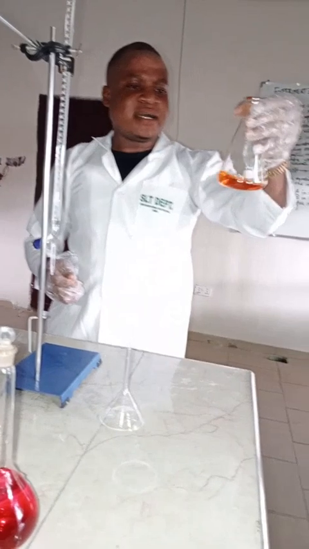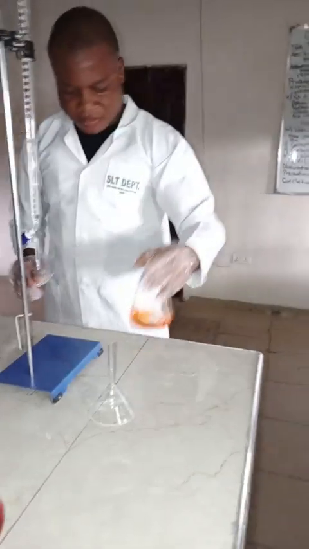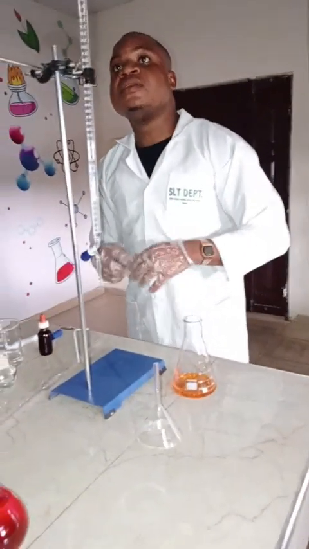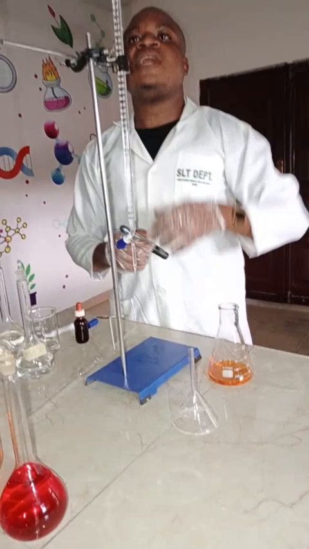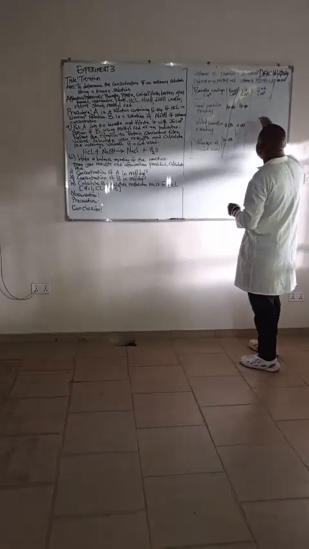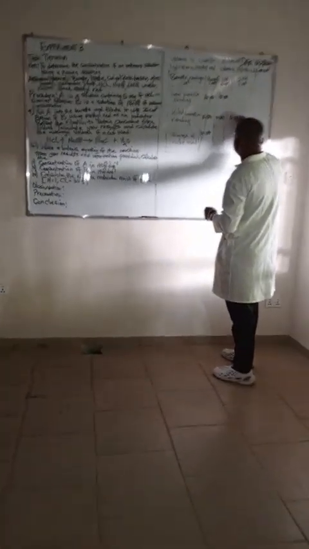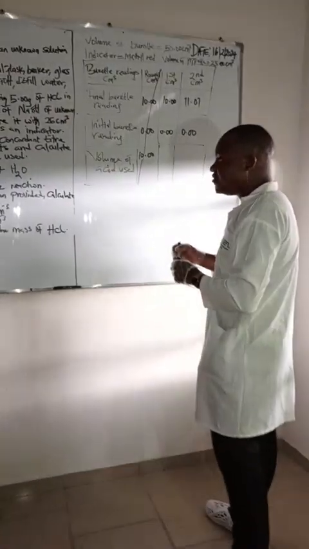Now this is our final, our end point. This is 11.01. Remember, our initial in the second is what? 0.00. The final is what? 11.01. Now we're going to look for the difference.